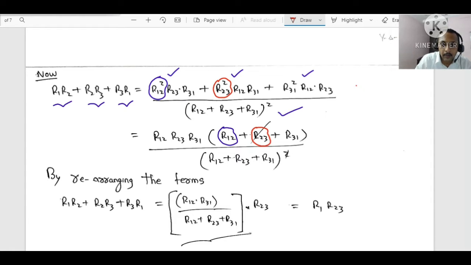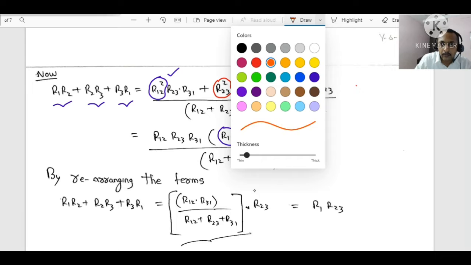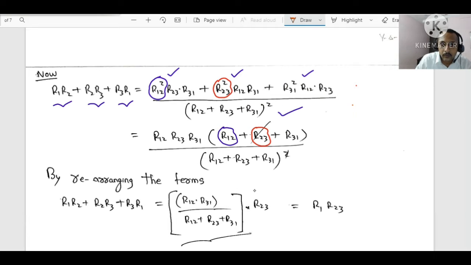In the third term, which square factor do we have? R31 square. We have taken out R12, R23, R31 common. What is left out? Because of the square, R31 is left out. This step is very, very important. If you got this step, then everything is easy for you.